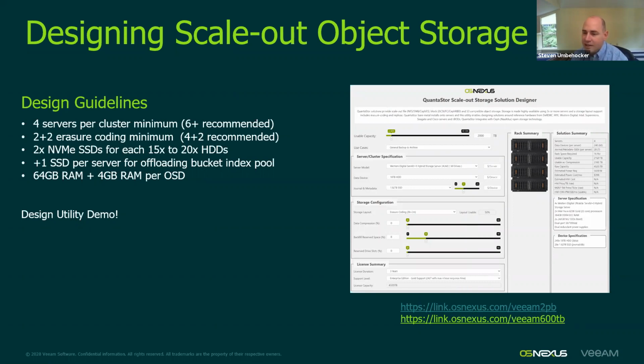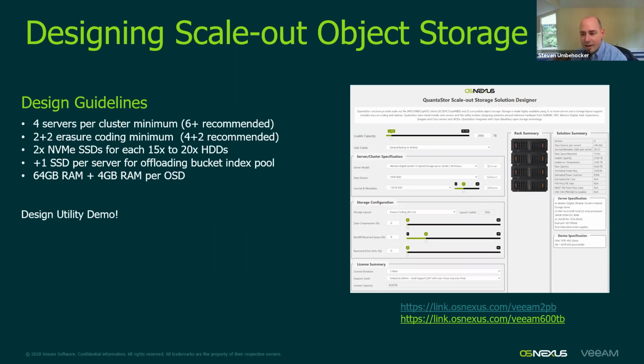First, you want at least 4 servers, and that's because the erasure coding layout determines the minimum number of servers. So if you want to do a 2+2 erasure coding, which is the smallest size erasure coding we recommend, you're going to need 2+2 servers. So in this case, 4.